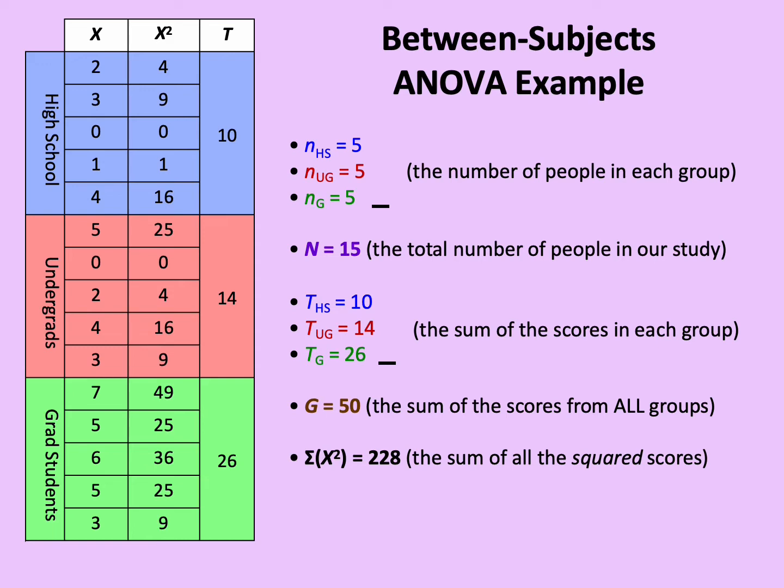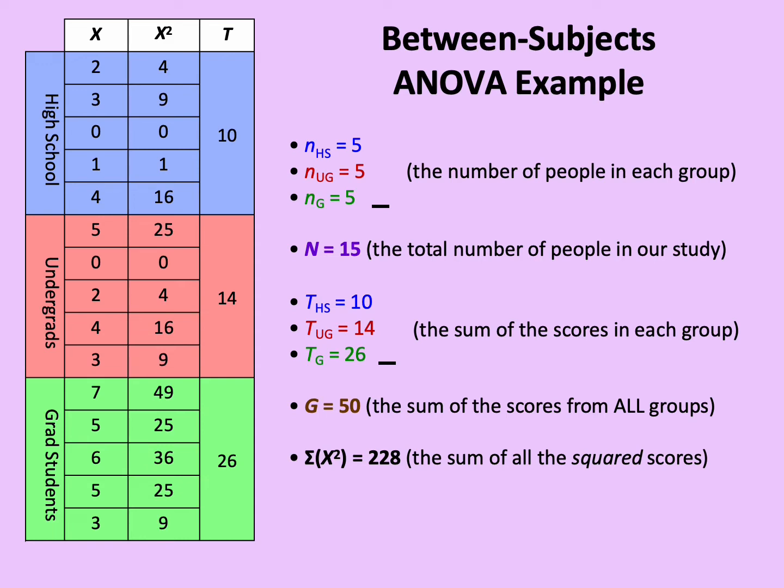So we input our scores directly from the data set here. We square each of those values of X, and then we add up this column, and that gives us 26. Okay, so right there we've got X squared, and we've got T.